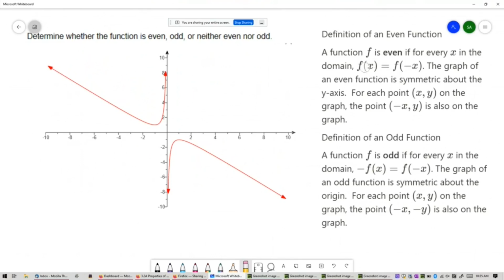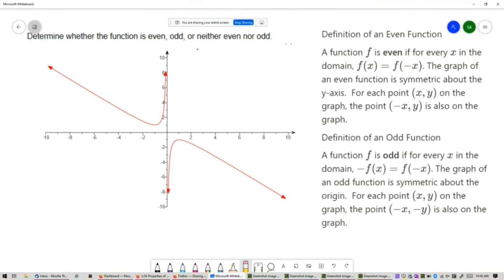So this is a symbolic way of saying the definition, but our question involves a graph. So we're going to move on to the second part of the definition. The graph of an even function is symmetric about the y-axis. So that's what we're going to use to determine whether this particular function is an even function.